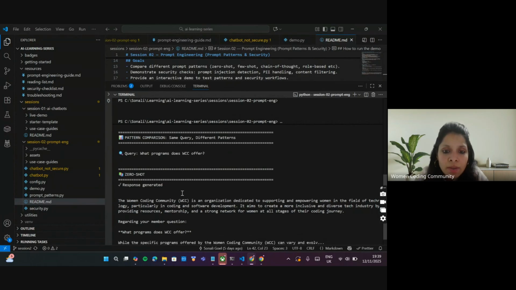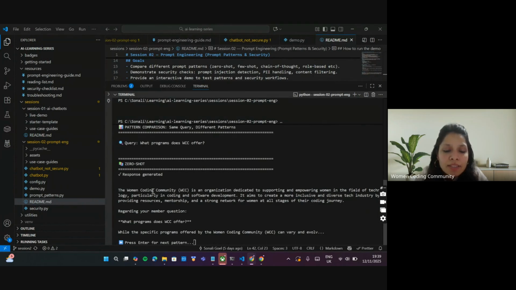First is the zero shot. Because I've given a bit of a highlight, the system prompt exists in my chatbot. That's why it is still talking about how the Women Coding Community is an organization dedicated to supporting, but it is giving you a lengthy answer, which you might not want. The length of the response can also vary, and you can restrict it if you have a very specific use case. I'm just thinking of an application that gives you a random word, then you can use this prompt. Why not?